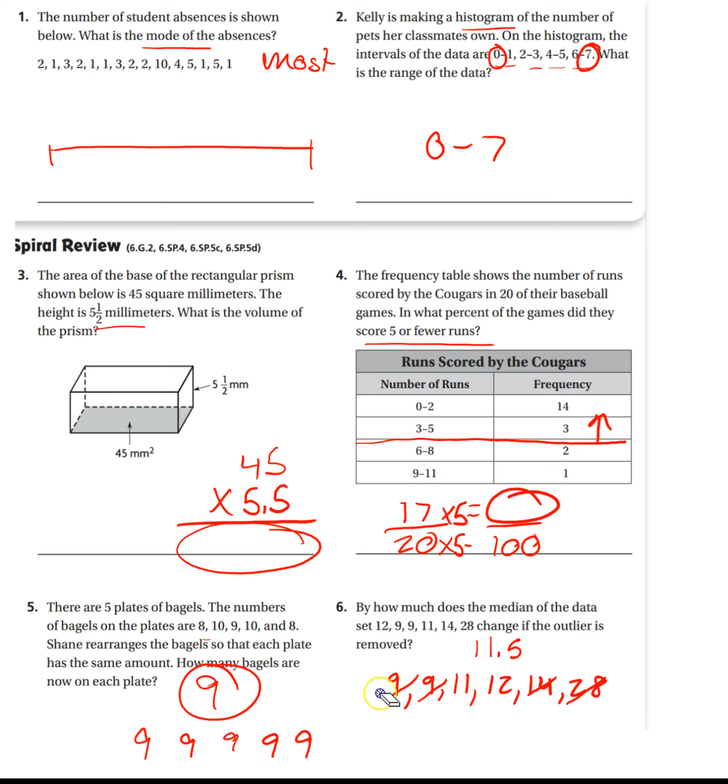Okay, now let's do the same thing, but with the outlier 28 taken out. So now we start at either side, crossing out, and we get 11. So how much does the median change? It changes by 1/2, and it decreases by 1/2.